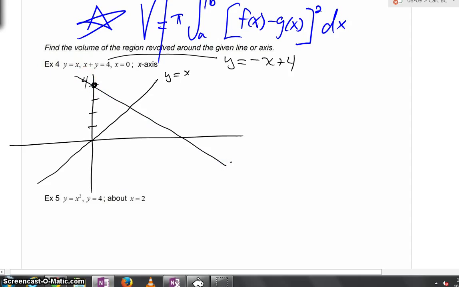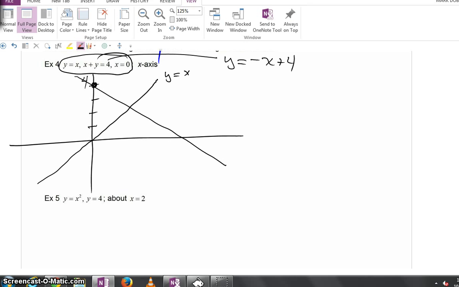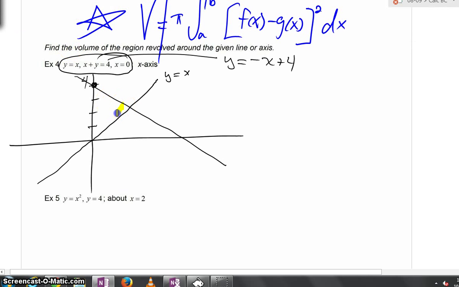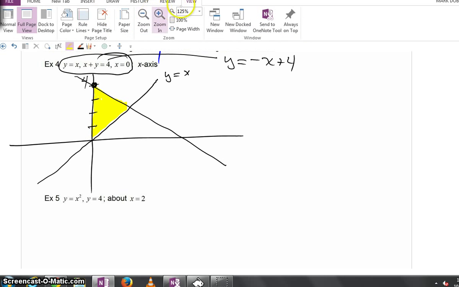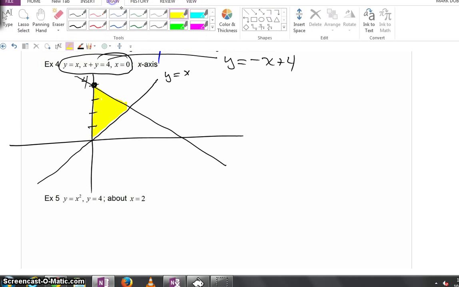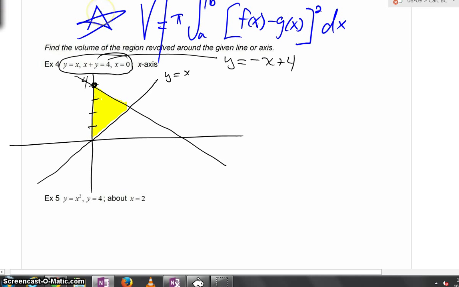And we're going to also have x equals 0. These three equations right here are going to enclose this triangle. It's going to enclose right here. X equals 0, guys, is actually going to be the y-axis. So you've got the y-axis, you've got y equals x, you've got y equals 4 minus x. That forms this yellow highlighted region.